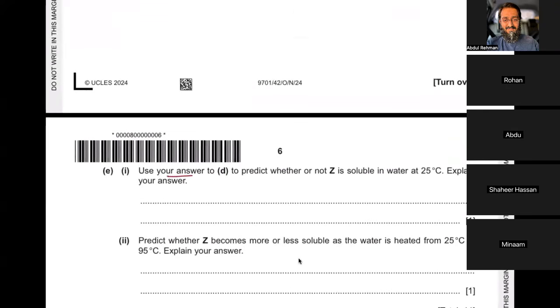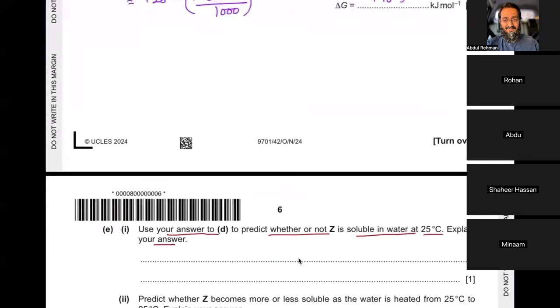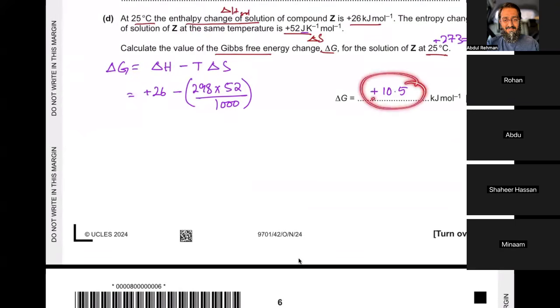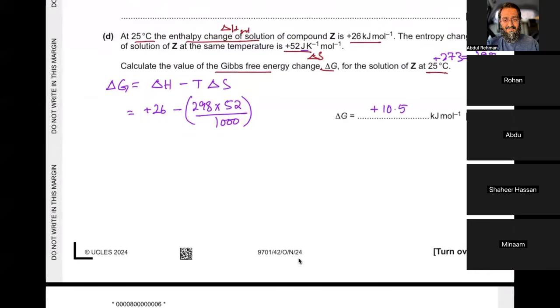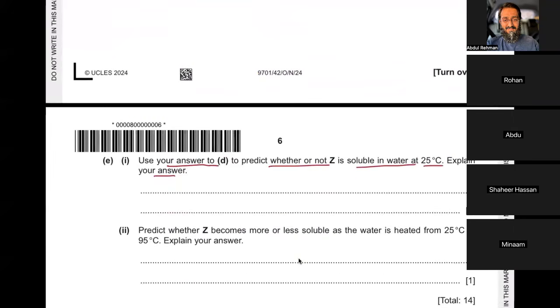Good, Shahid. Use your answer to D to predict whether or not Z is soluble in water at 25 degrees Celsius. Explain your answer. So we have discussed that if the Gibbs free energy is positive, then the reaction is not feasible. The process is not feasible. So they are talking about dissolving Z. So it means it is not going to be soluble at 25 degrees Celsius, as change in Gibbs free energy is positive. Is this clear?